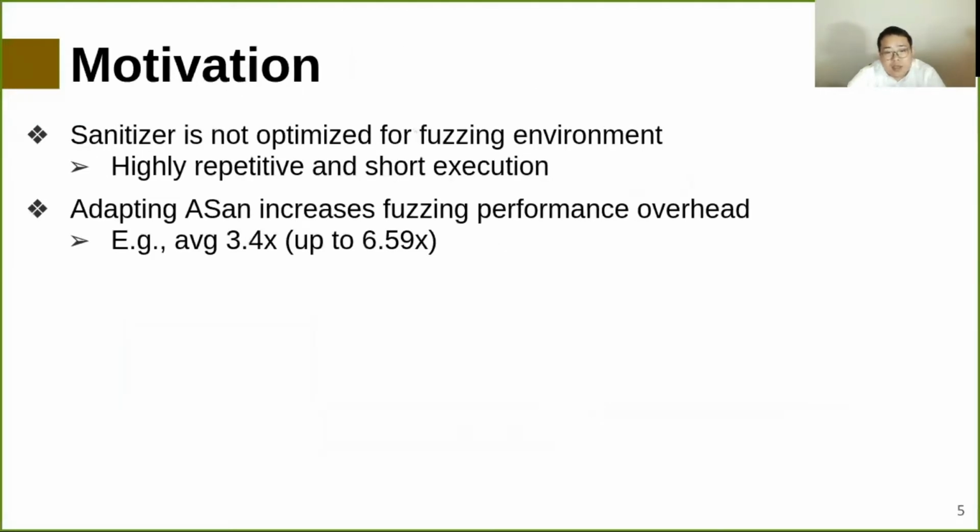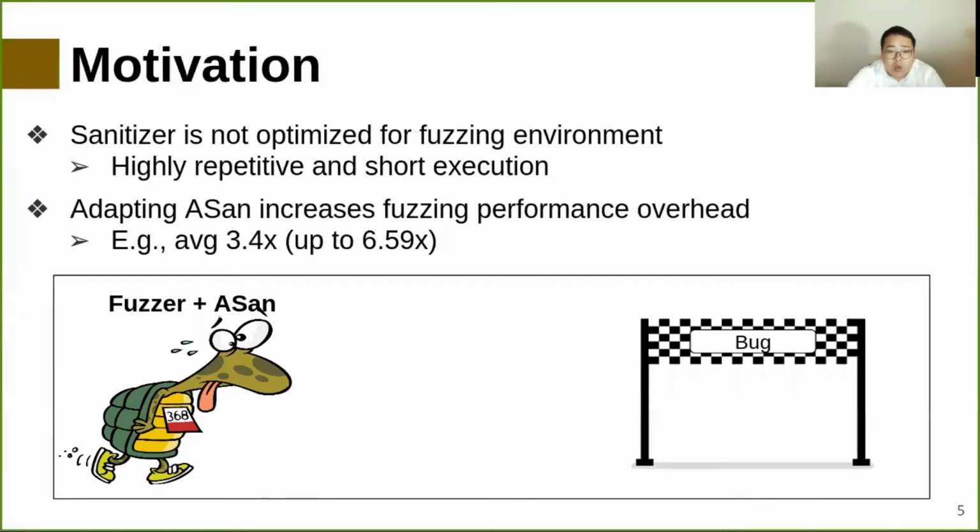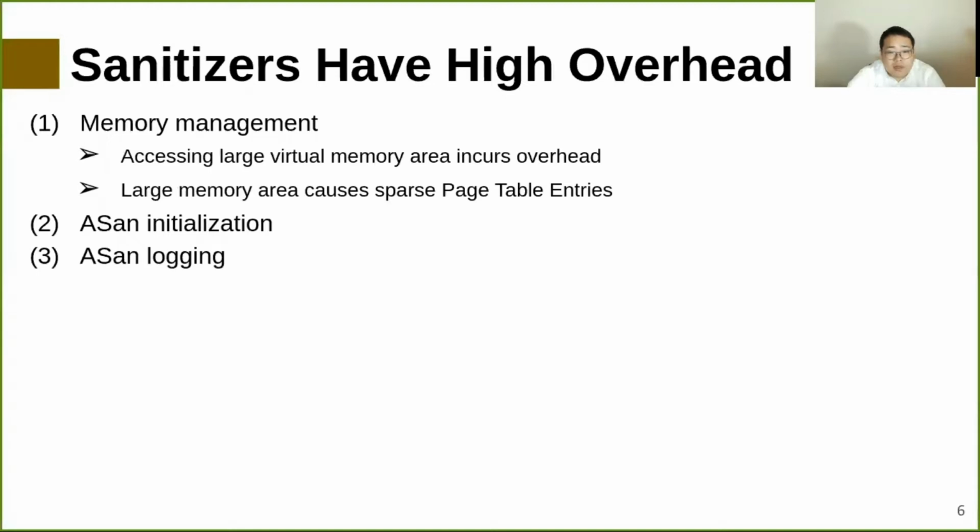However, we found that sanitizers are not optimized for the fuzzing environment, which can have highly repetitive and short execution time. For example, when you adopt address sanitizer, it increases the fuzzing performance overhead about 7 times. This means although the combination of fuzzer and address sanitizer can detect triggered memory corruption bugs, it will take longer. We further analyzed this high overhead and found 3 major costs. The first cost was an increased memory management overhead.